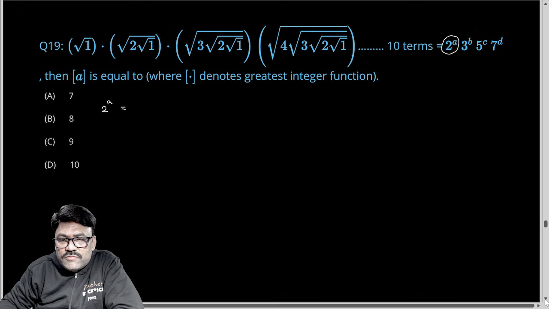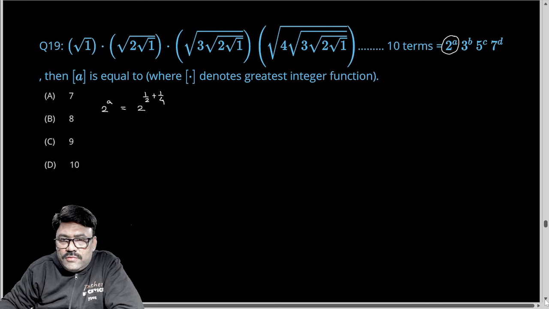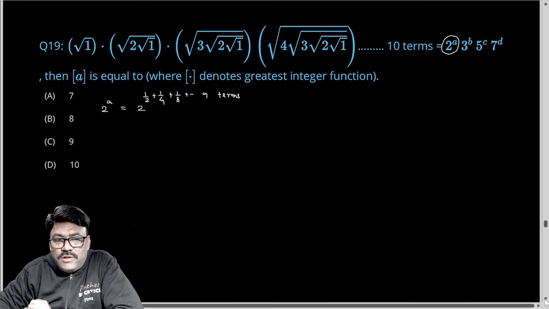first collect all powers of 2. So you will get here 2 raised to half from this second bracket. Here you will get 2 raised to 1 by 4 from this third bracket. Next bracket you will get 2 raised to 1 by 8 and up to 9 terms. Why are you writing 9 terms here? Because in the first bracket, in the first term, you don't have 2, right?